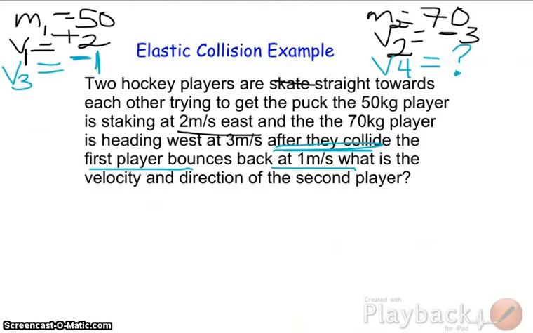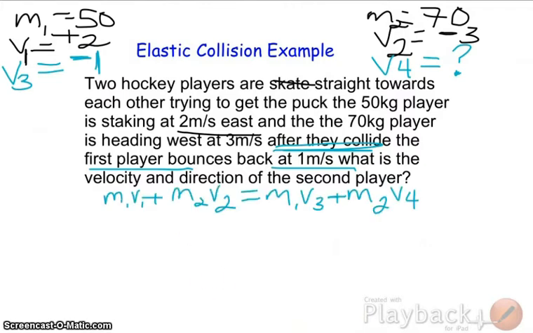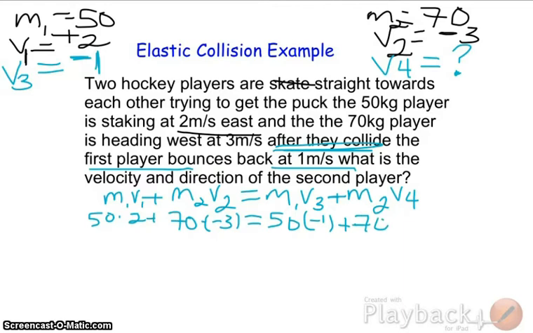So we plug it in. M1V1 plus M2V2 equals M1V3 plus M2V4, right out of your reference table. Now we plug in our values. 50 times 2 plus M2 is 70 times -3 equals 50 times -1 plus M2 70 times V4, which we're solving for.